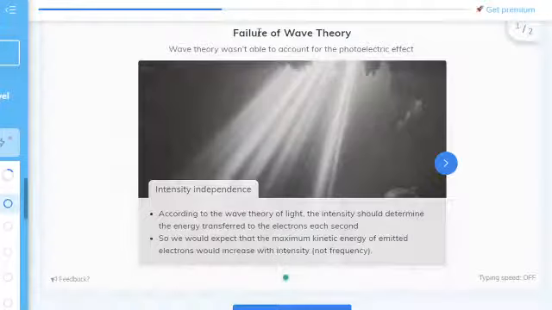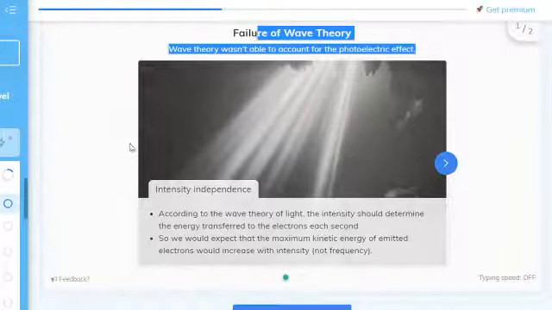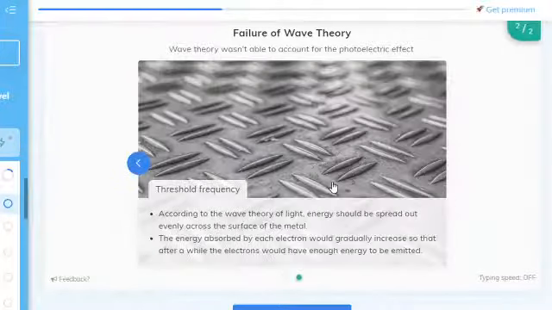Okay. Failure of wave theory. Wave theory wasn't able to account for the photoelectric effect. Intensity independence. According to the wave theory of light, the intensity should determine the energy transferred to the electron each second. So we'd expect the maximum kinetic energy of emitted electrons to increase with intensity, not frequency.